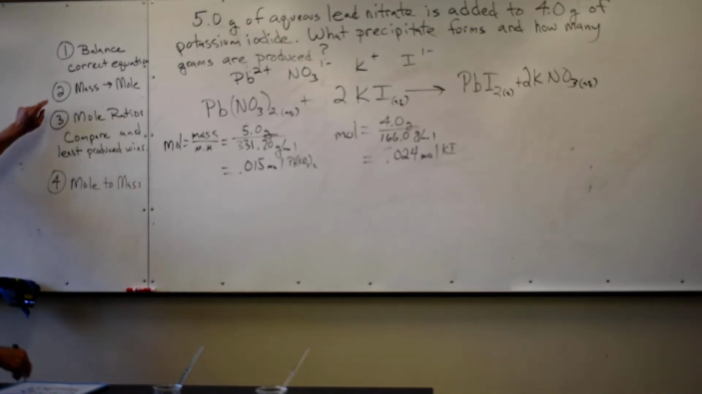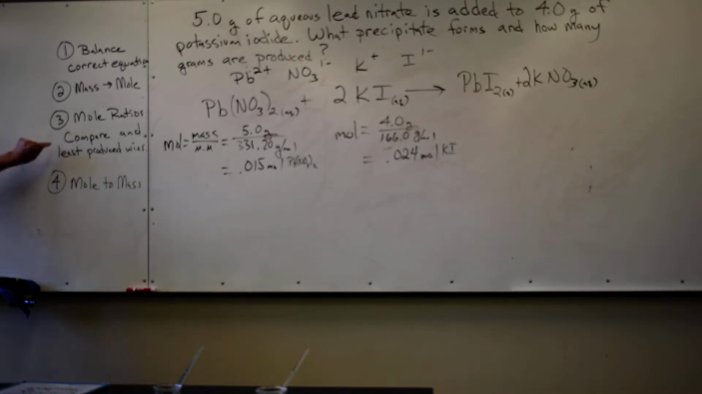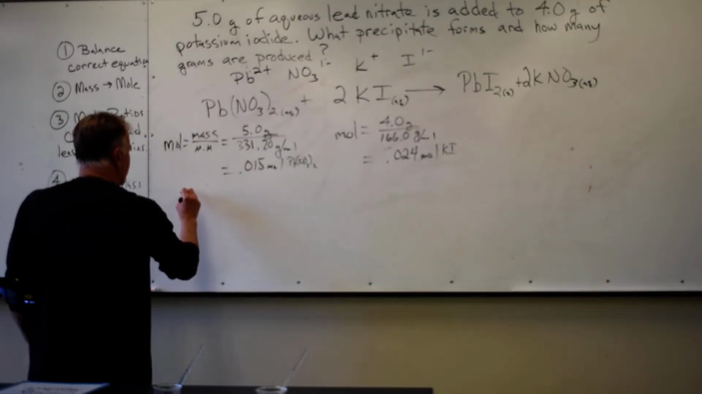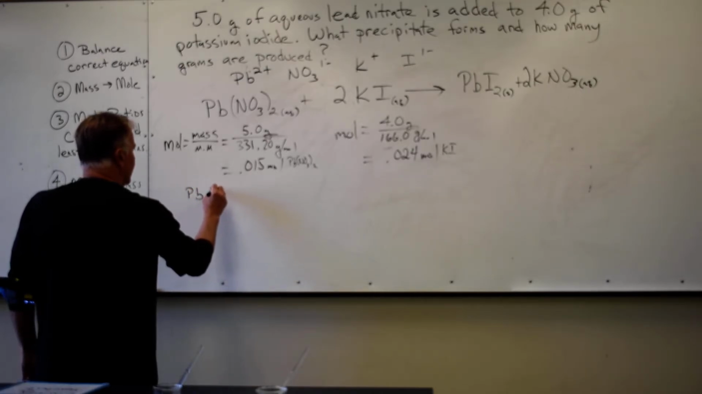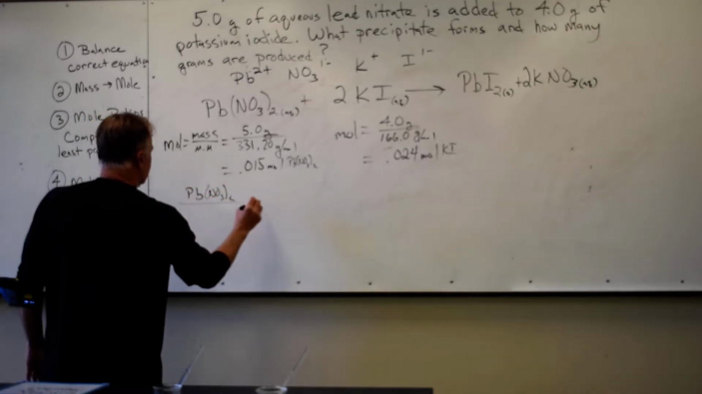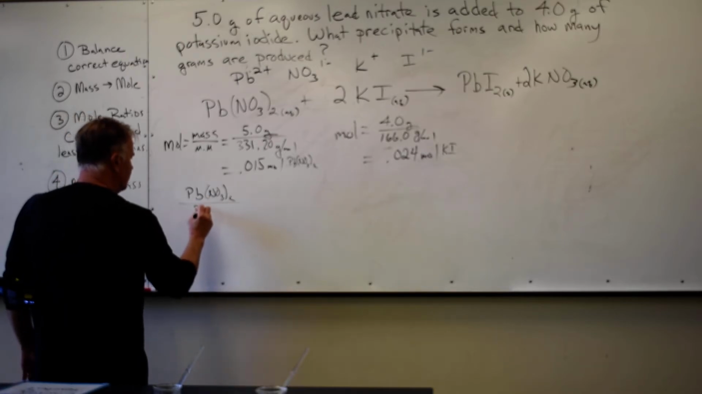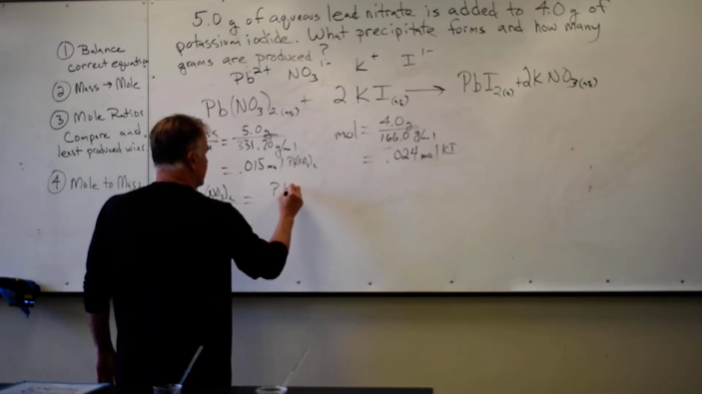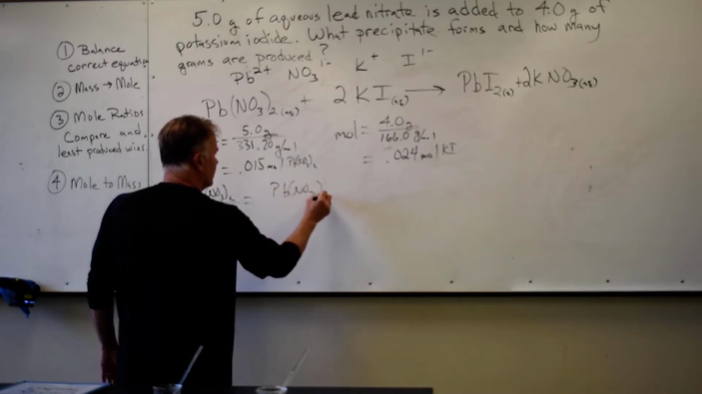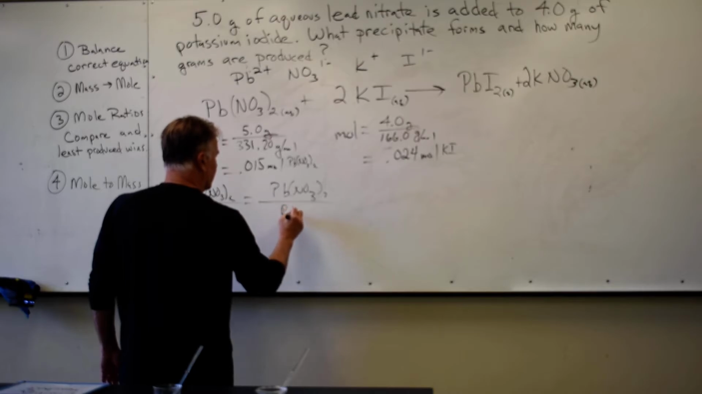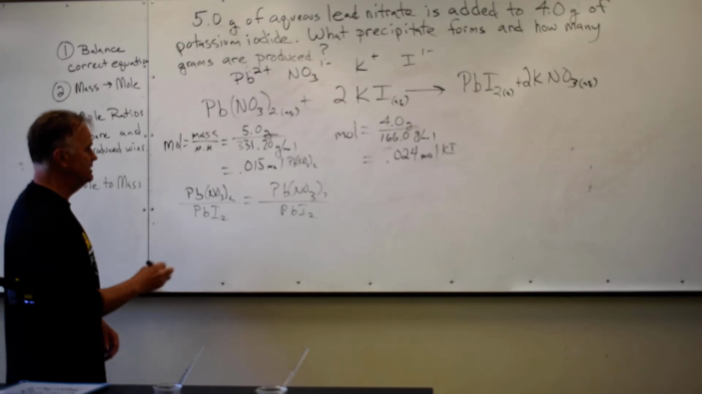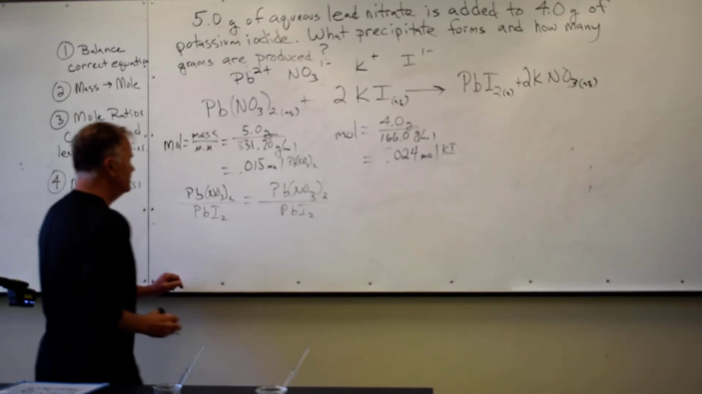We've got to go to the mole ratios. You've got to compare, and the least one wins. The one that produces the least amount of lead iodide. We're interested in how much lead iodide is produced, so just set up a ratio. Pb(NO3)2 over PbI2 equals Pb(NO3)2 over PbI2. Looks like a lot of work, but you stay organized. You know there's a law of least effort. You want to do the least amount as you can, but that's not good here. So let's see what happens here.